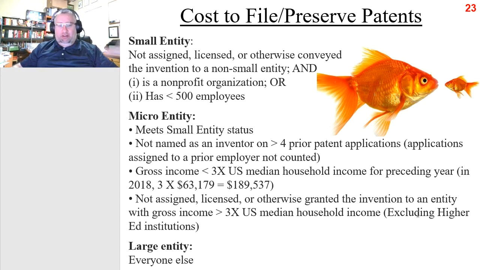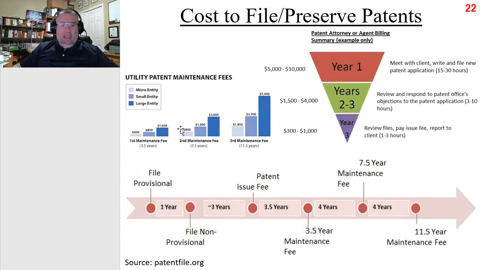And this excludes institutions of higher education, right? So if you are a micro entity, you can pay at the lower rate, and then you can license or hand over your intellectual property to a university or a college, but not to an entity that makes more than $190,000 per year. And then a large entity, well, that's basically everybody else, right? So anybody who's not a small entity or a micro entity is considered a large entity and then has to pay at these highest rates in terms of the maintenance fees.